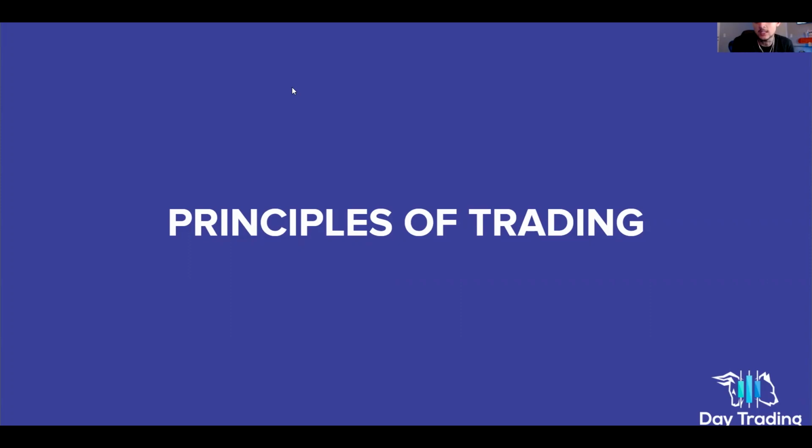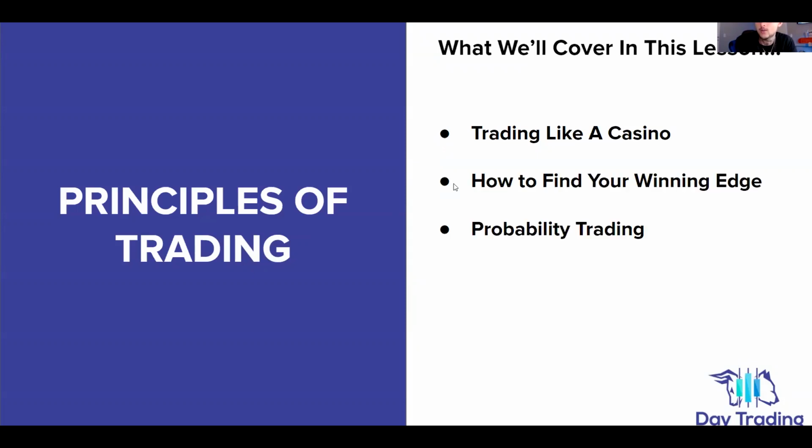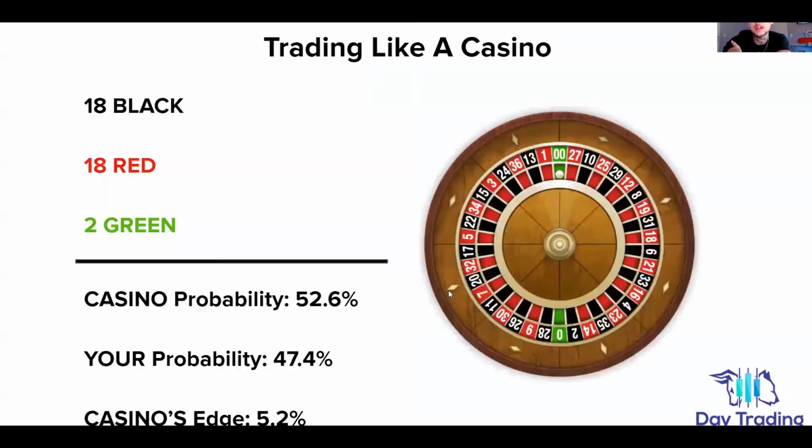So anyways, in today's lesson, we're going to be going over the principles of trading. What we're going to cover is how you can implement a casino-like strategy, how to find your winning edge, looking at the probabilistic side of trading along with managing your trades. Most of you are probably familiar with what a casino is, but what we're going to go over is how you could trade as similar to a casino as possible.